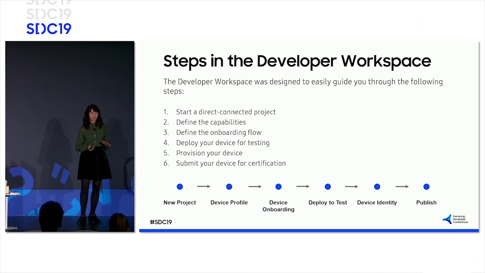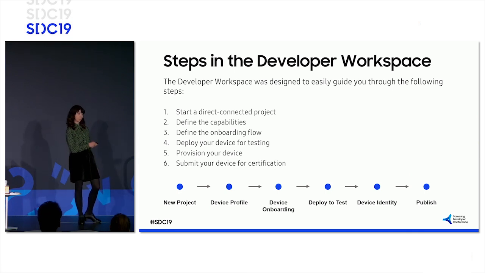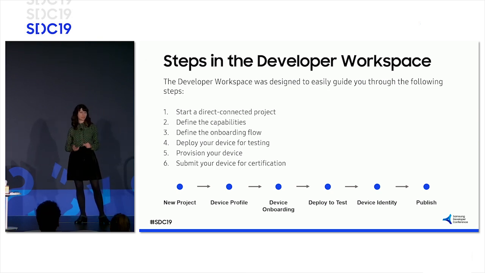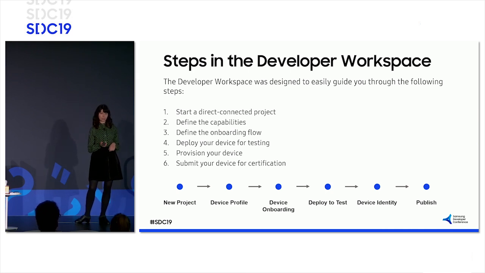We've designed the developer workspace in a way to easily guide you through the various steps of your integration process. This includes creating a project, defining the capabilities for your device, and defining the onboarding flow for your device. The onboarding flow is those screens that a user is going to see in the SmartThings mobile app as they're installing their device for the first time. Then deploying your device to testing, so that you can see an instance of it in the SmartThings app. Then provisioning your device with SmartThings, and when you're ready, submitting your device for certification.